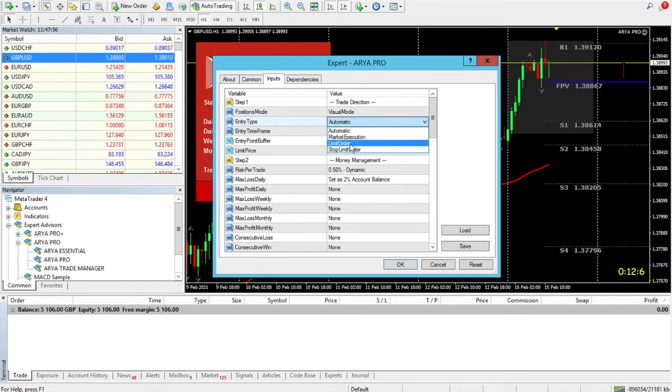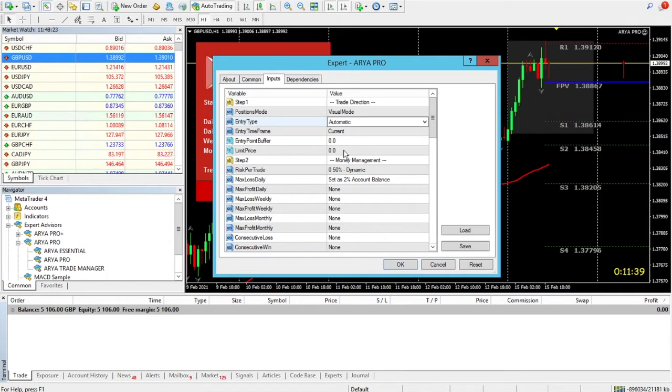If you choose a limit order, this is the price at which you would like ARYA to enter into a position. You can define the price in the limit price field, just here. To buy, the set price must be below the current market price, and to sell, the set price must be above the current market price.